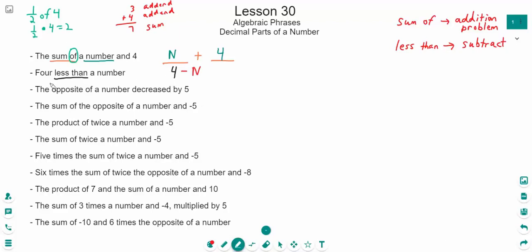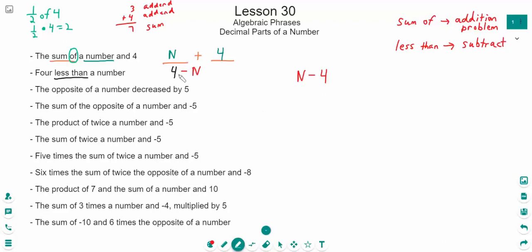Think about this for a second. 4 less than a number. So what we're saying is we have a number, and then we're taking 4 less than that number. So 4 less than that number actually indicates n minus 4, right? We have a number, and then we're having 4 less than a number. So we're taking away 4 from that number.